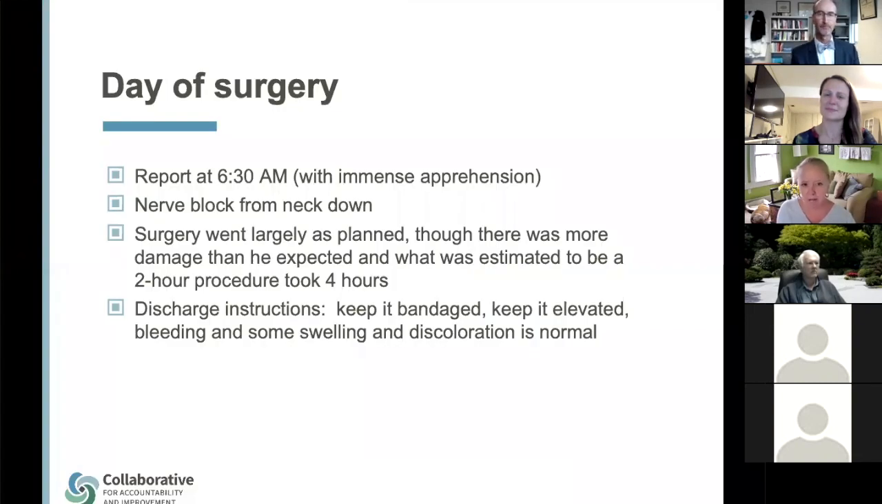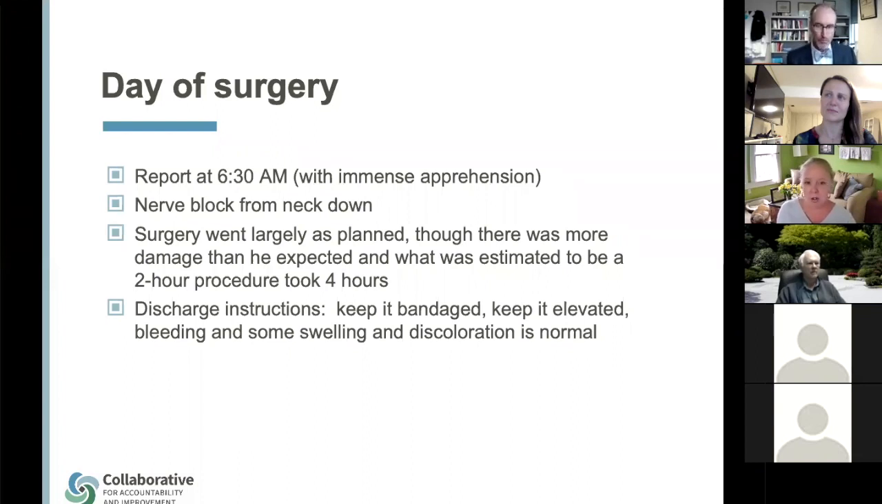So I report again with immense apprehension. There was a nerve block from the neck down for the surgery. It did go as planned mostly. It took about 2 hours, about twice as long as it was expected to take. There was a lot more damage than he had expected. But the implant went in. It didn't seem like there were any issues.